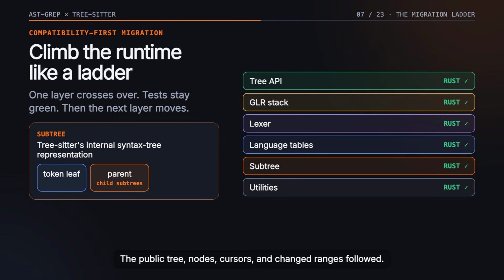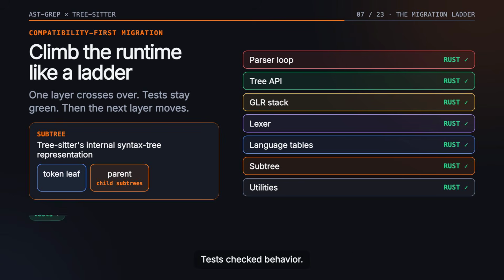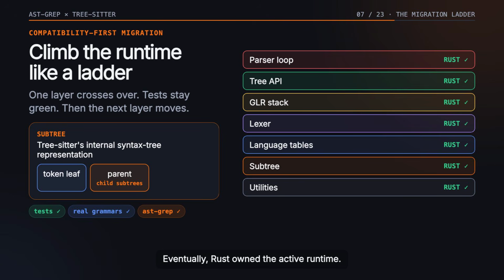The public tree, nodes, cursors, and changed ranges followed. The parser and reduction loop moved last because it coordinates everything below it. At each layer, the Rust stayed close to the C. Tests checked behavior. Real grammars checked compatibility. ast-grep checked integration. Eventually, Rust owned the active runtime.